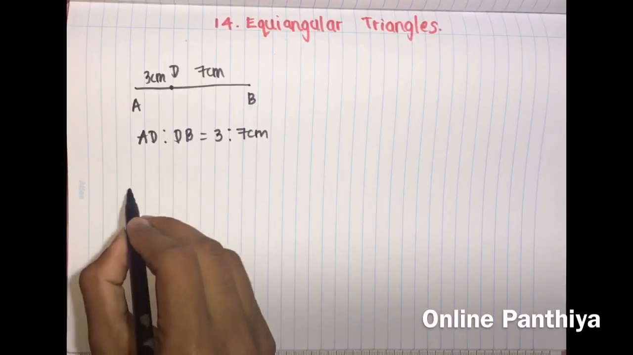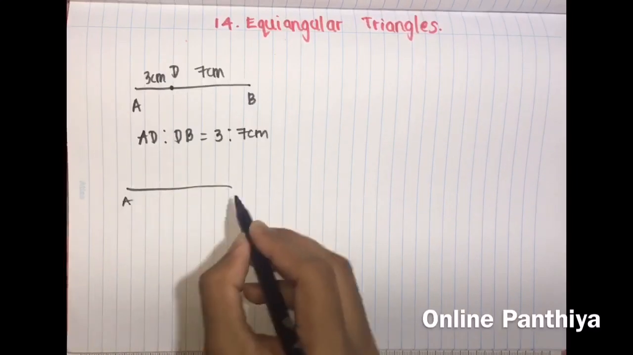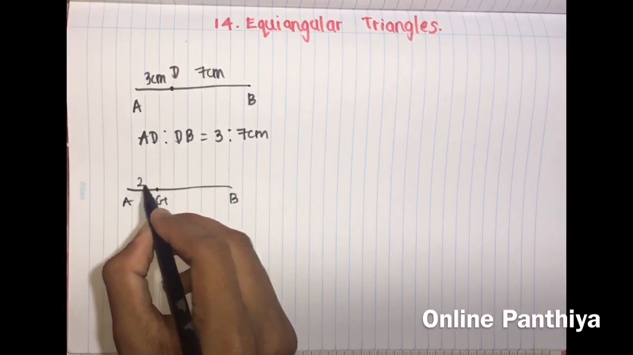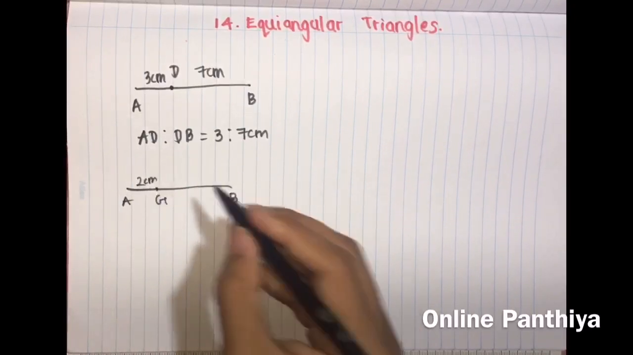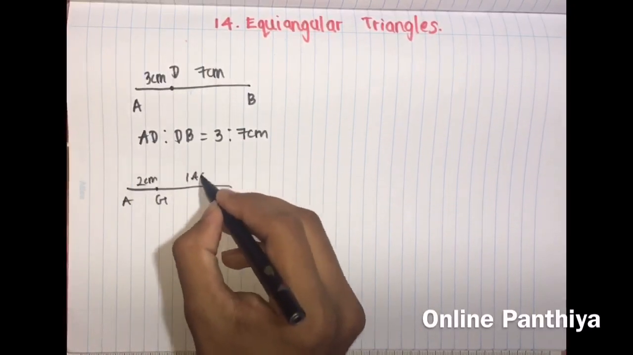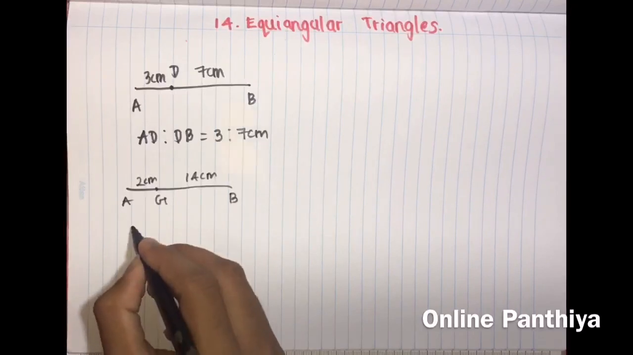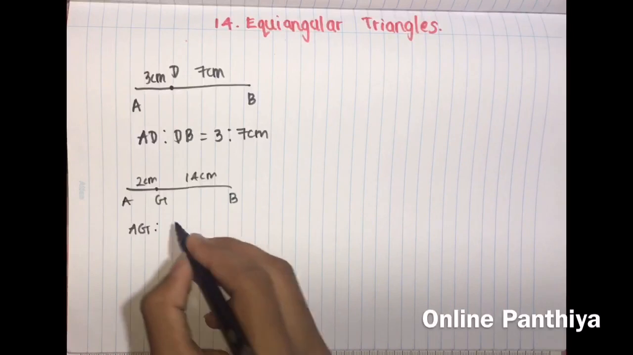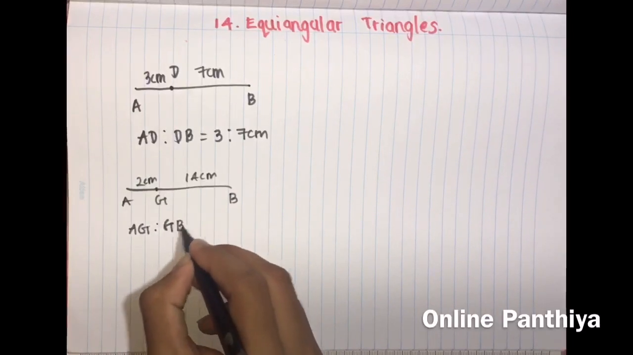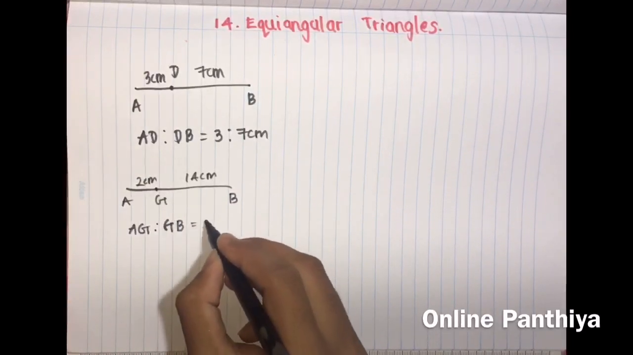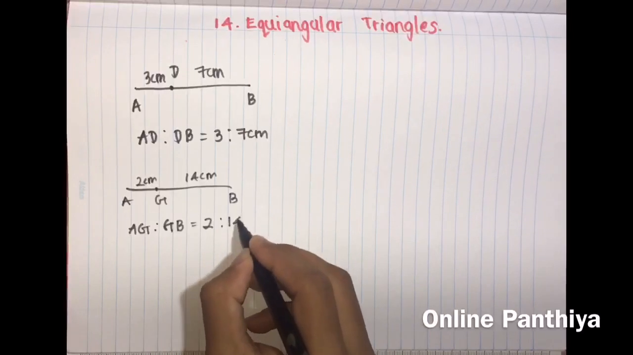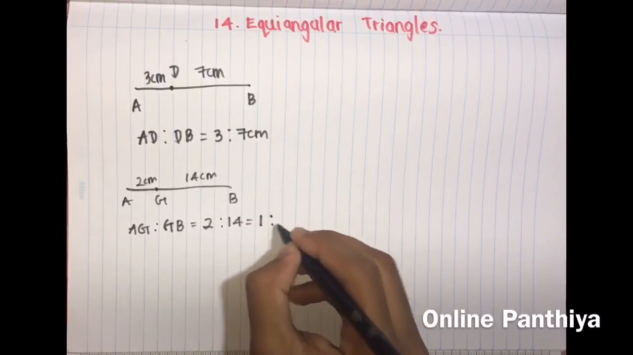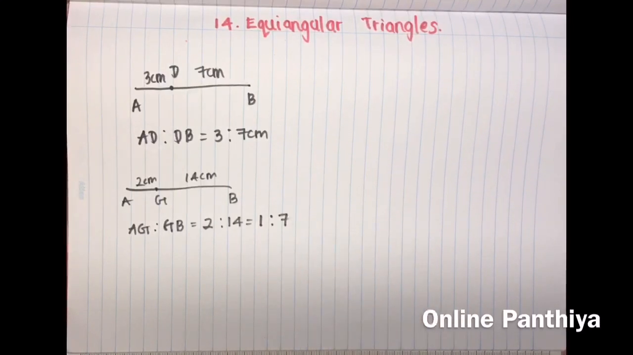One more example. Say you have AB, and you have G here. AG is 2 centimeters, and here you have 14 centimeters. How do you write it in ratio format? AG is to GB is equal to how much? First you write 2 is to 14, and then you can simplify by dividing by 2, giving 1 is to 7. Is that clear?